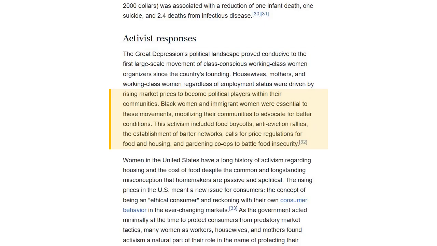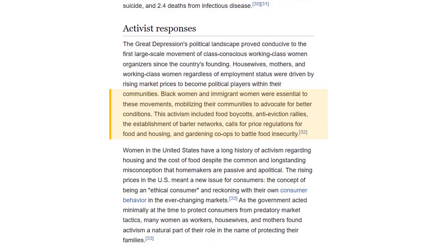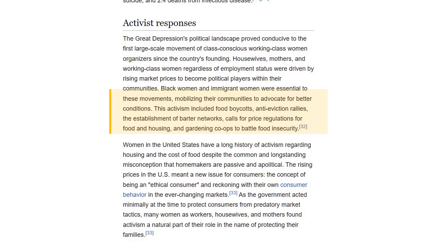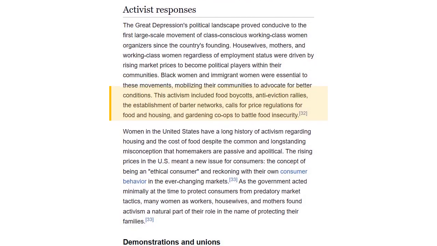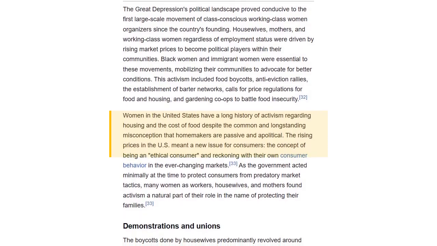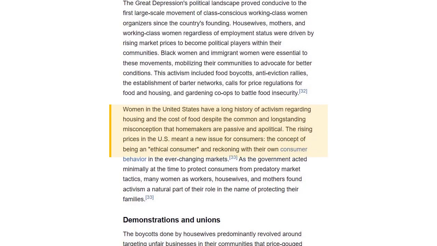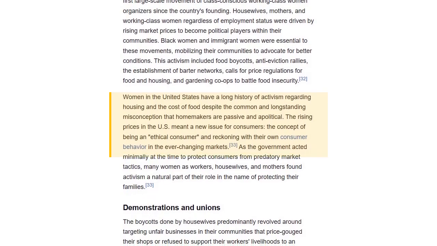This activism included food boycotts, anti-eviction rallies, the establishment of barter networks, calls for price regulations for food and housing, and gardening co-ops to battle food insecurity. Women in the United States have a long history of activism regarding housing and the cost of food, despite the common and long-standing misconception that homemakers are passive and apolitical.